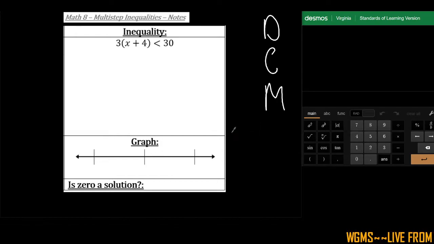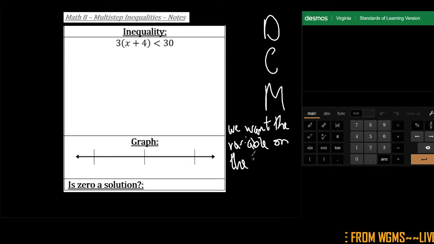So let's actually write that. We want the variable on the left side, and that way we can match up our inequality symbol and it will point to the right direction. What else do we need? Well, we have our steps. We want the variable on the left side.